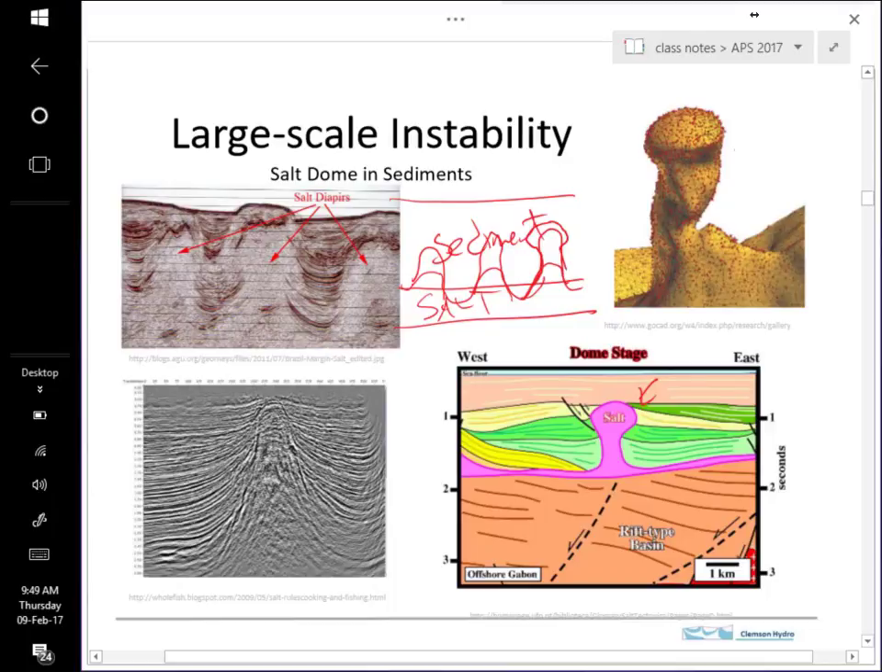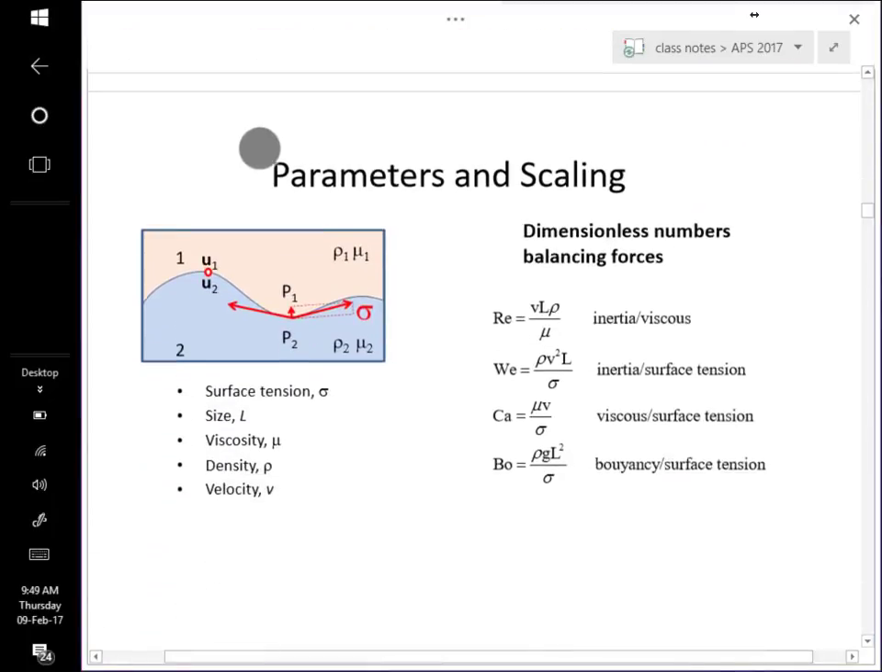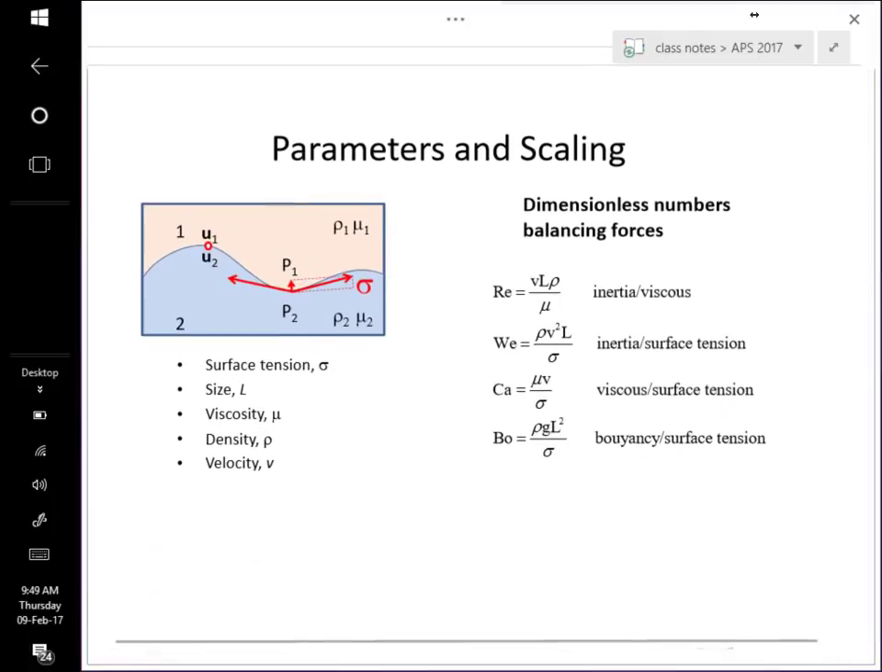These are probably hundreds of meters across, maybe a kilometer across, and a couple of kilometers high. So they can be quite large features in the subsurface, and that's another example of density contrasts. Okay, so we've seen a variety of different processes, and I think it's worthwhile to look at the different properties that are controlling this.